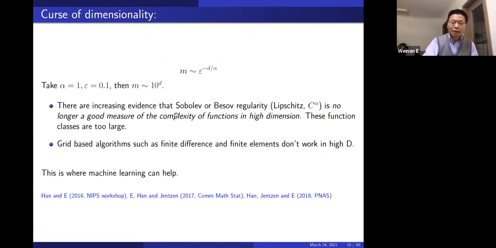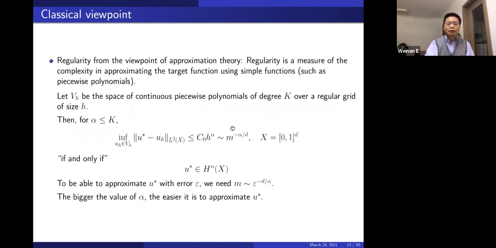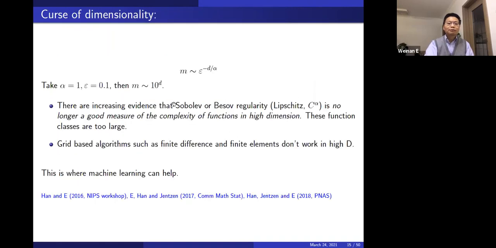Now, an important limitation of the classical framework, if we go back to here, is that if we want to reduce the error by a factor of epsilon, then we have to increase m, the number of parameters. So m is the total degrees of freedom in this approximation scheme. We have to increase m by epsilon to the minus d over alpha. So if epsilon is 0.1, then this means we have to increase m by 10 to the d if alpha is equal to 1. So think about d equal to 3072. This will be a huge number.